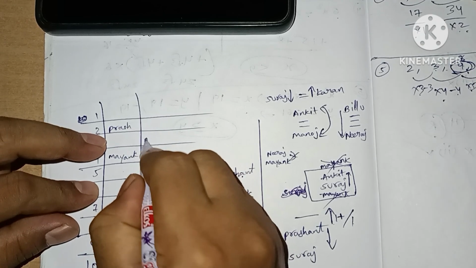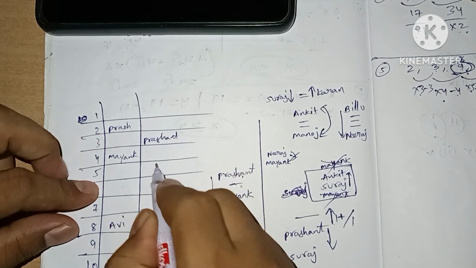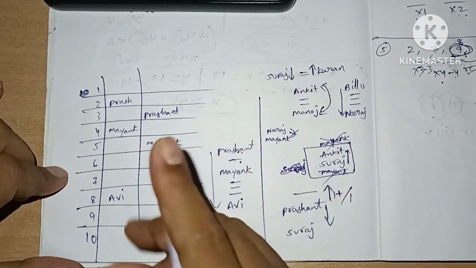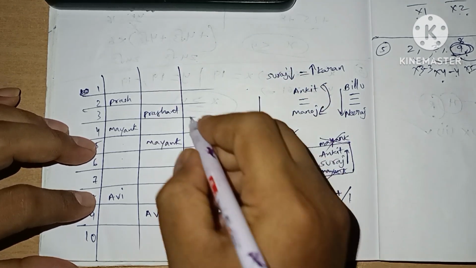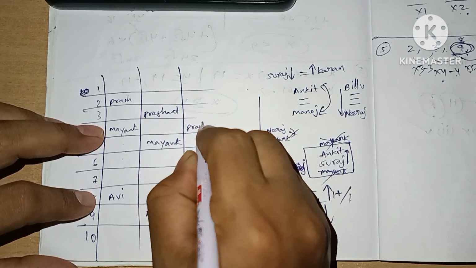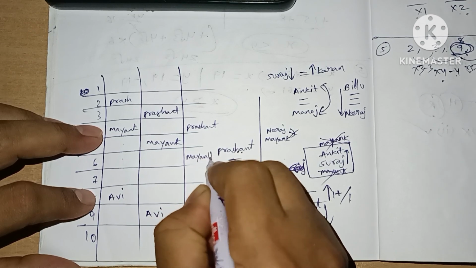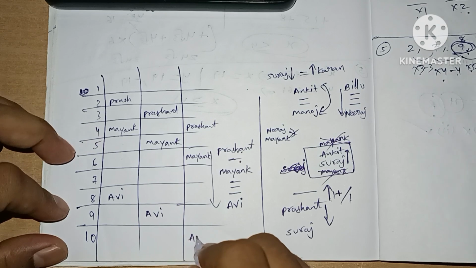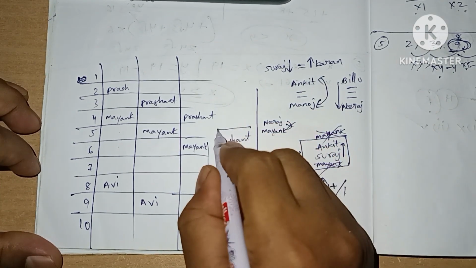So another possibility we have: Prashant here, Mayank here, and Avi's place is here. We get one more possibility of Prashant here, Mayank here, and Avi's place is at the end. Okay, so we have completed this part.